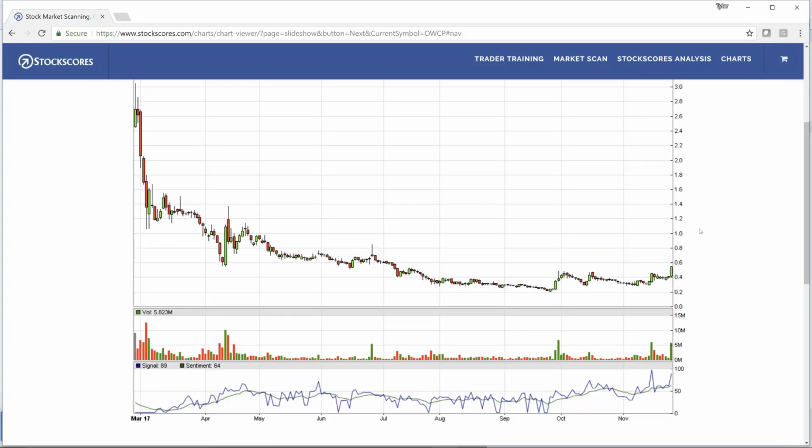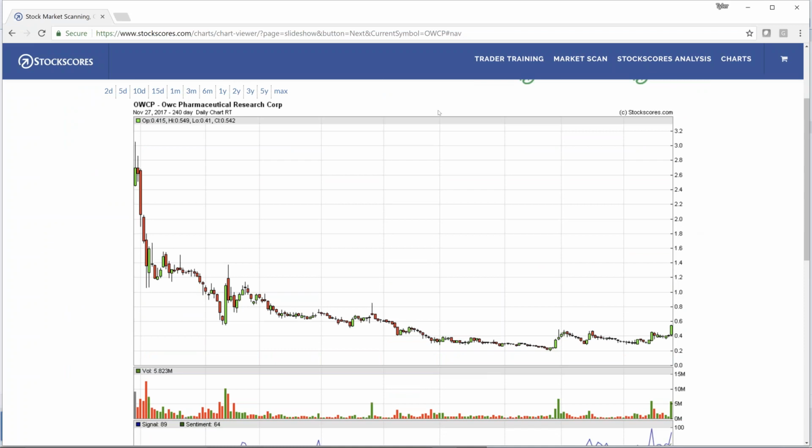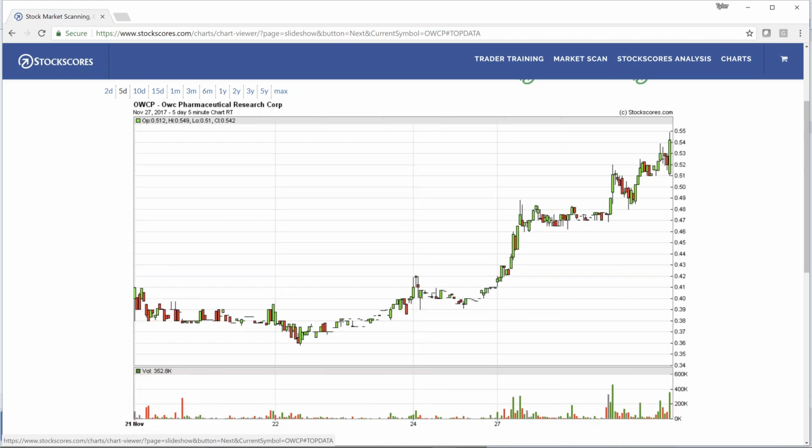Now, when I see a good chart like this one, what I'll then do is go and look inside the chart. I want to look at a shorter term time frame. So I'm going to go to 5-day because I want to see how it closed today. What I like is that it closed at its high of the day, or very close. It was a penny off maybe.